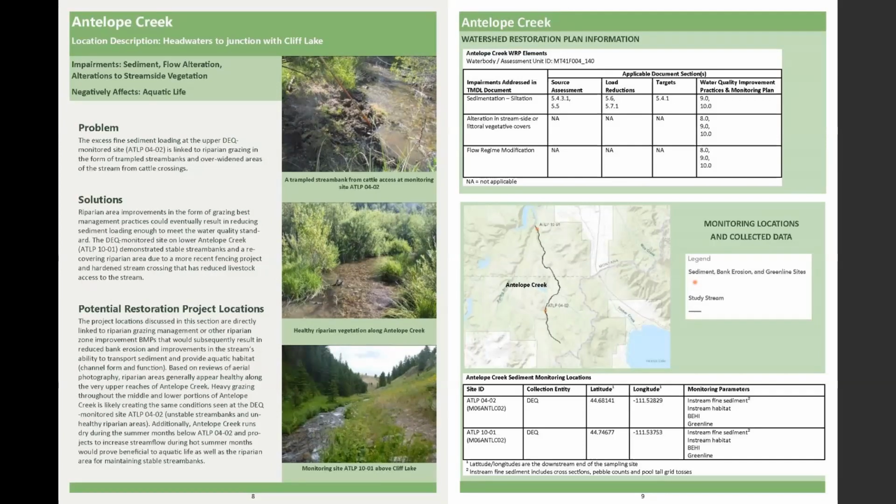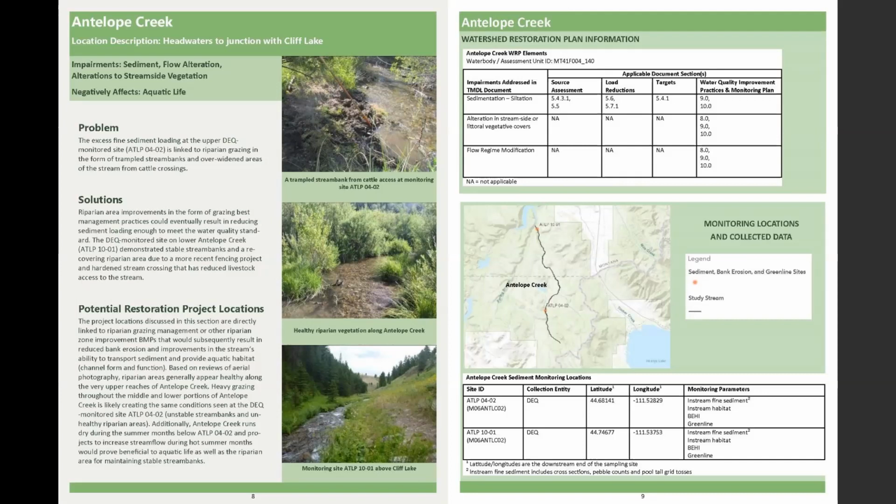In this particular example, there's only 2 sites, and they're both DEQ sites. But if there were monitoring locations with data from the U.S. Forest Service or the Madison Stream Team, those will also be included on the map. And the bottom table is lat longs for each of those sites, and it defines what was collected at each site. And the table at the top of the page is to be used for watershed restoration plan development, which I'll talk about in just a second.